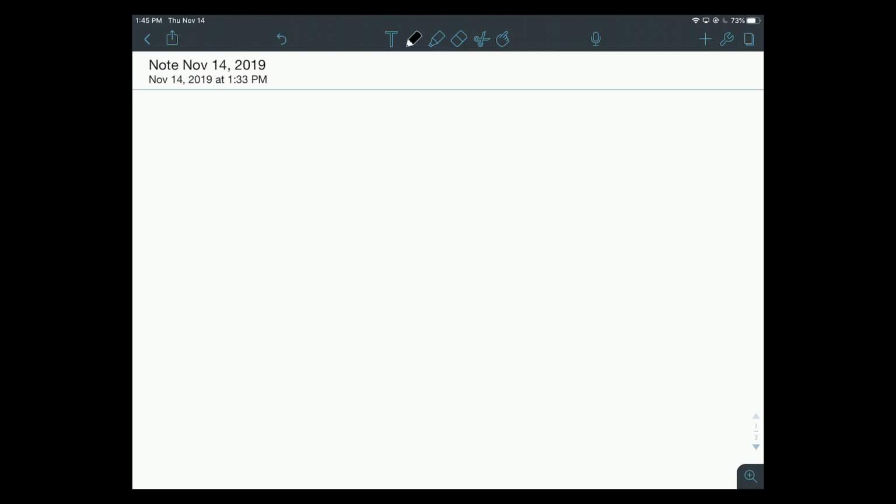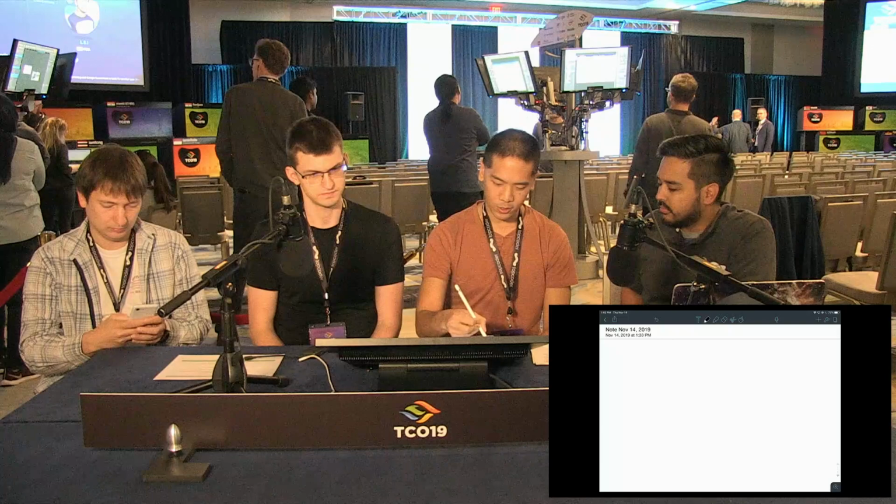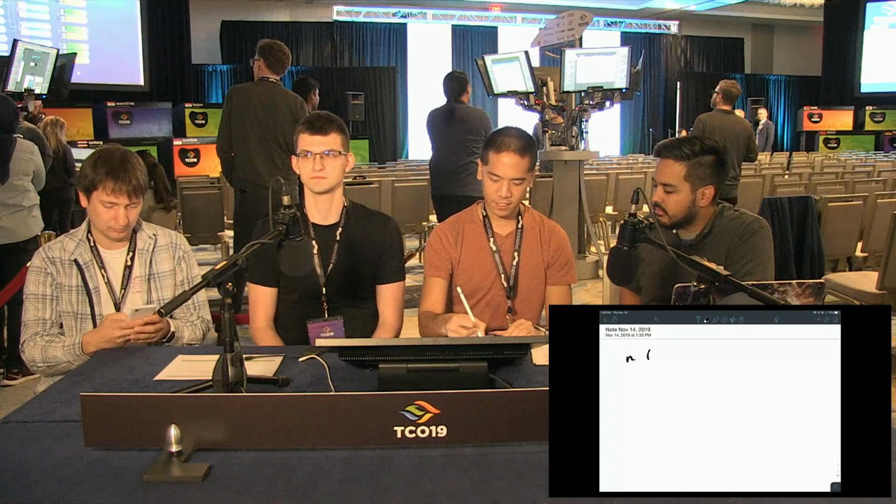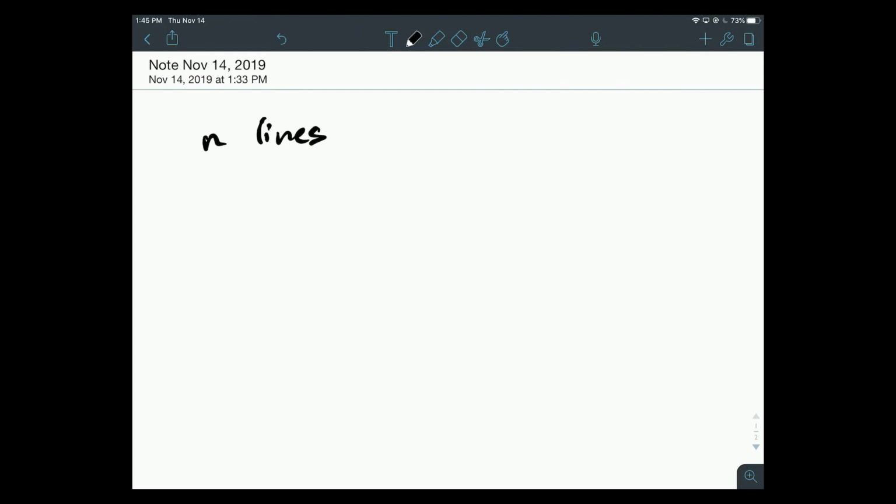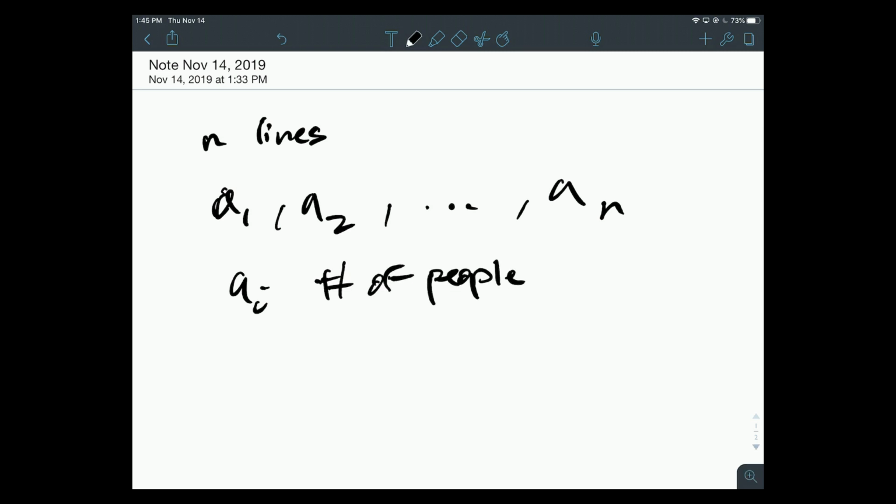Okay, yeah, so I can go over what the 250 is asking. Basically the situation is you have some lines of people who want to get into a venue. So there's n lines, and the ith line has, like, A1 people in the first line, A2 in the second line, and so on. So you're given this array A of N, where A_i is the number of people in the ith line. You want to count the number of people who enter the venue.